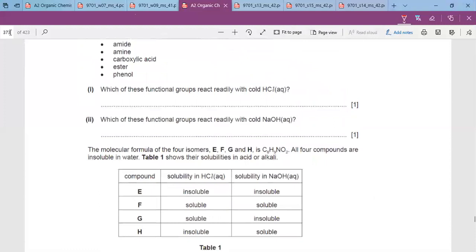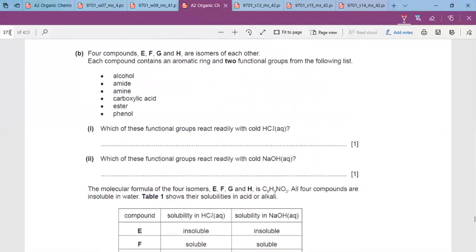Okay, here we are, part B. Now, this one you really must think. Even I find it hard to do. I mean, I say I'm not very clever, but I'm just very smart.